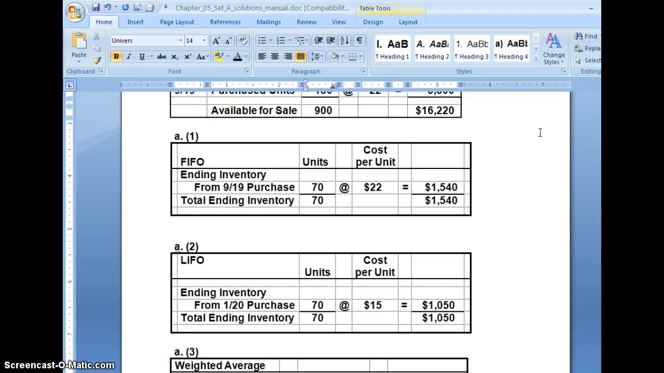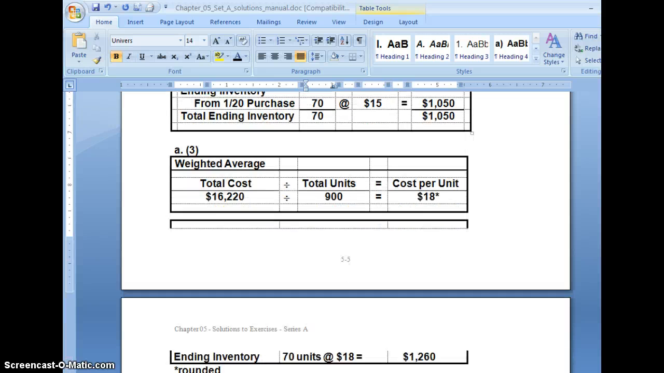$16,220 is the total cost of inventory. We ended the inventory balance with $1,050. Again, we started with the most recent inventory purchases and worked our way back. The ending inventory we use for cost is the first inventory we purchased. Again, we're using the LIFO method, so it's the first inventory we purchased that's left over.